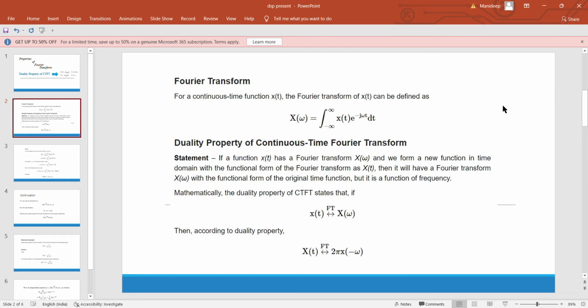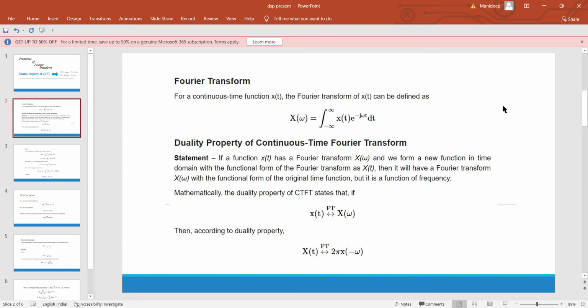So if a time domain signal x of t is given, then we have the Fourier transform in frequency domain as capital X of omega. Now by replacing omega with t, we form a new time domain function capital X of t. So that capital X of t will have a Fourier transform of 2 pi into x of minus omega, which is in frequency domain, but we are representing it as original time function.